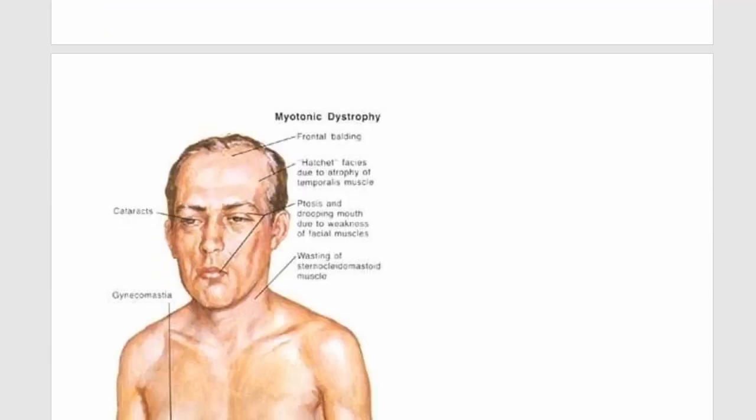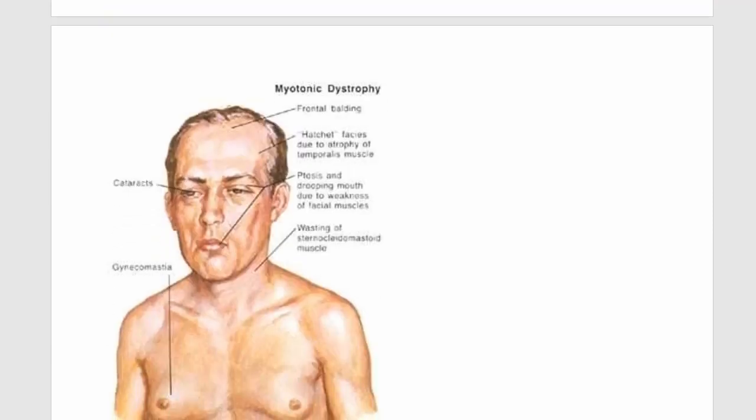So the next one we have is myotonic dystrophy. So this again is another genetic disorder. It's characterized by muscle weakness, which it did mention in the vignette, and myotonia. So this is those prolonged muscle contractions. You get ptosis, that's the drooping of the eyelid, a drooping of the mouth, and you do get some weakness of the facial muscles. You get some wasting of the sternocleidomastoid muscles around the neck.